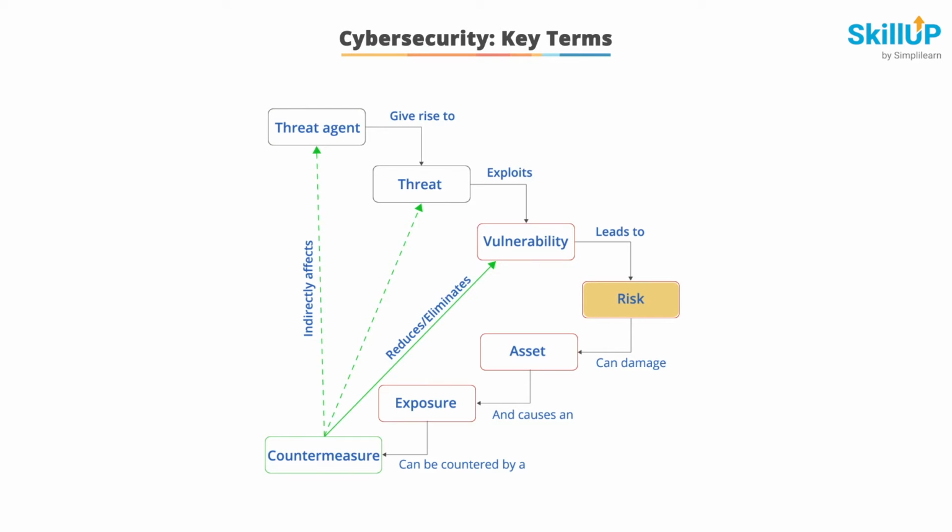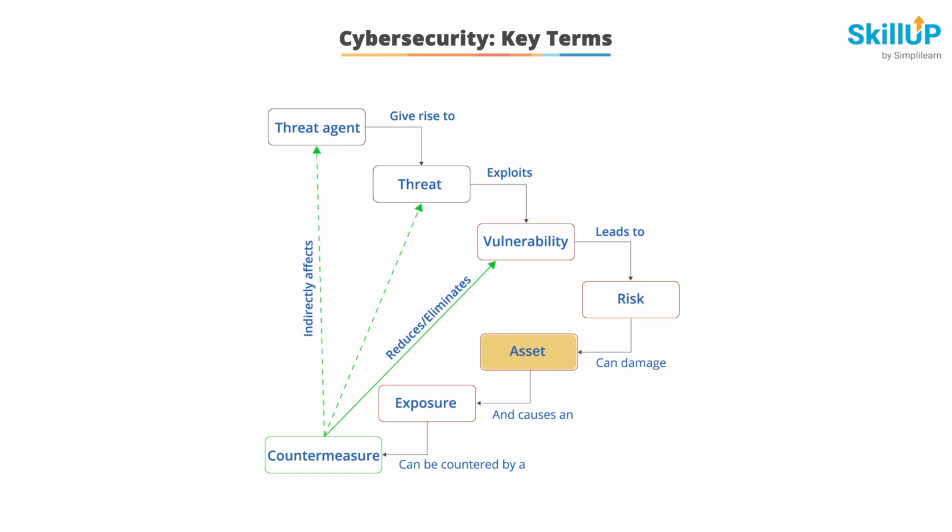Risk, the potential for loss, damage, or destruction of an asset as a result of a threat exploiting a vulnerability. Countermeasure or control is an action, device, procedure, or technique that reduces a threat, a vulnerability, or an attack by eliminating or preventing it, by minimizing the harm it can cause, or by discovering and reporting it so that corrective action can be taken. Assets, something of either tangible or intangible that is worth protecting, including people, information, infrastructure, finance, and reputation.